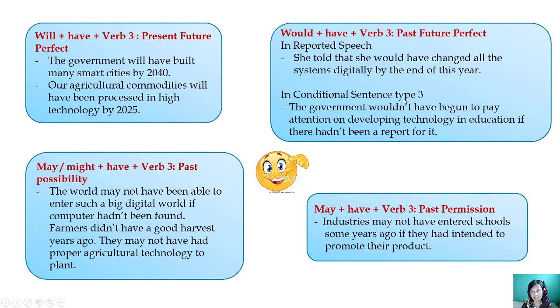In conditional sentence type 3, I hope that you have watched my video about conditional sentences. Surely, conditional sentence type 3 is contrary to the past fact. The government wouldn't have begun to pay attention to developing technology in education if there hadn't been a report for it. In fact, there was a report for it, so the government began to pay attention to developing technology in education.